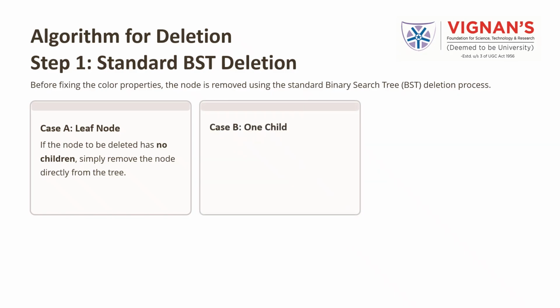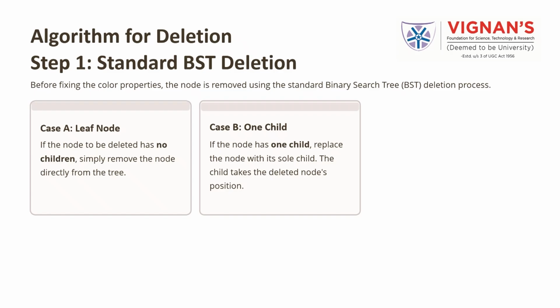If the node has only one child, the node is removed and its child is directly connected to the parent of the deleted node. Here, the child takes the exact position of the deleted node. Third, case C, two children.